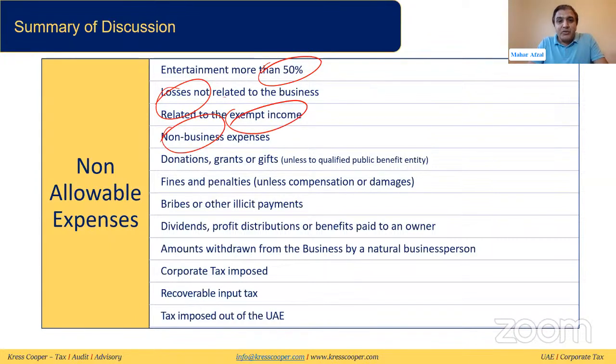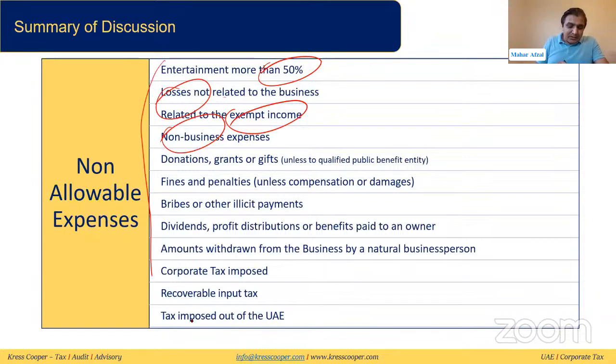Dividend, profit distribution, a benefit paid to the owner, we cannot claim. Amount withdrawn from the business by a natural person, drawings, we cannot claim. Corporate tax imposed, we cannot claim. Recoverable input tax is with my assets, I cannot claim this. Any tax imposed outside the UAE, we cannot claim while calculating taxable profits.